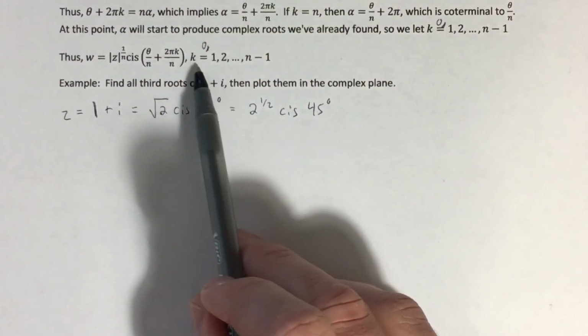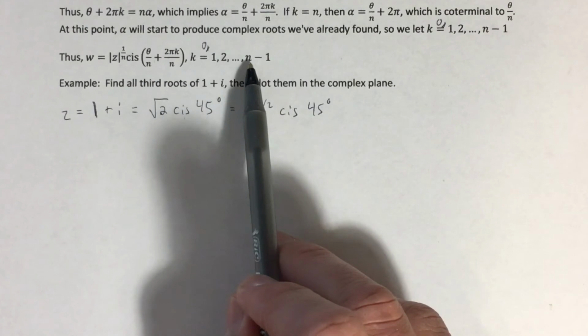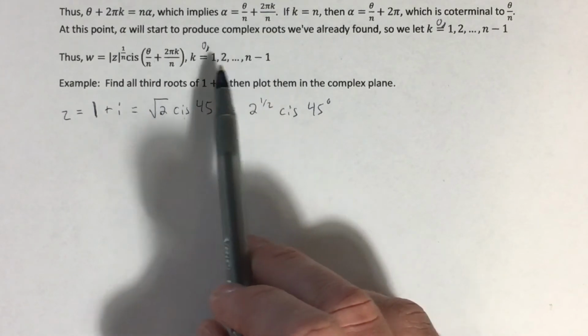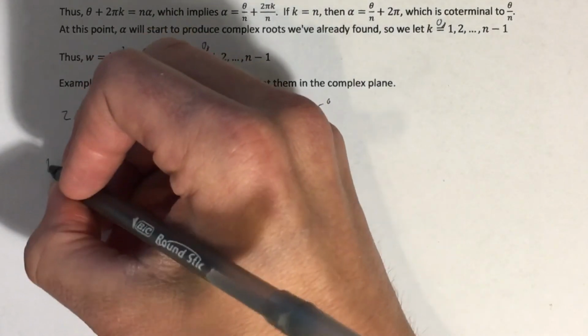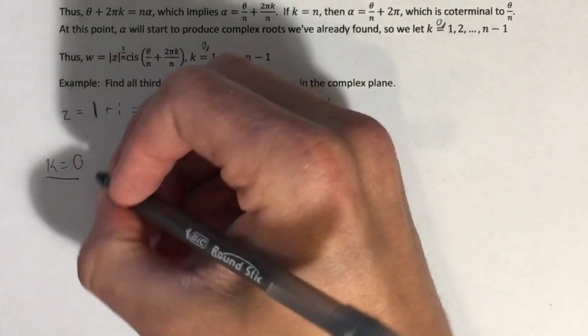But what values of k will I use? Well, if n is 3, then n minus 1 would be 2. So I'm using k equals 0, k equals 1, k equals 2. I write those as 3 separate steps.